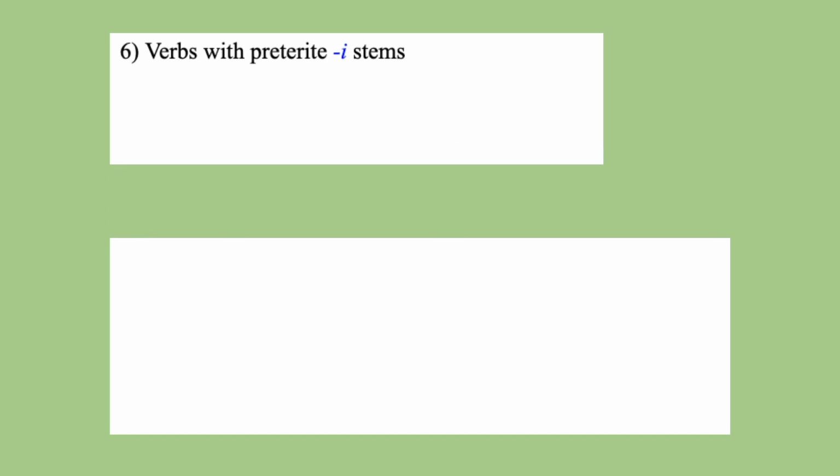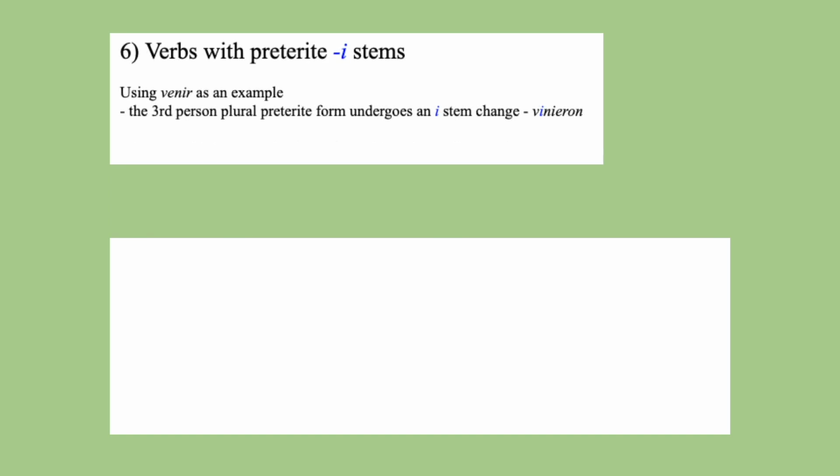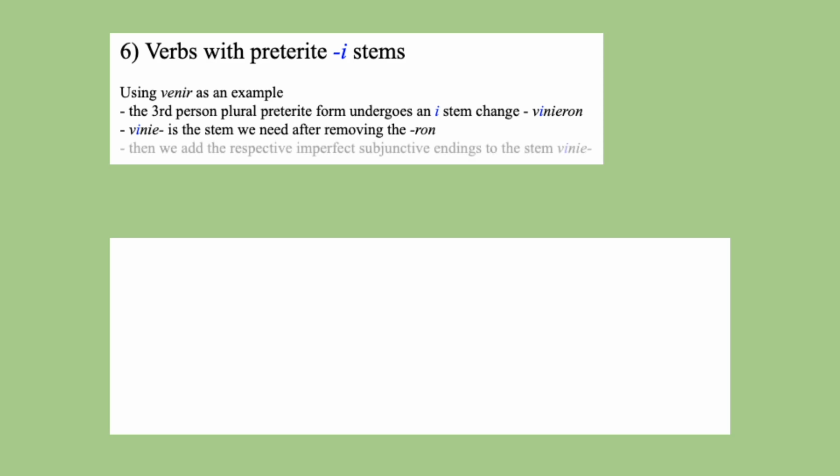For verbs with preterite I stems like venir, the third person plural preterite conjugation is vinieron. So we remove the ron and obtain the stem vinie. And to this stem we add the imperfect subjunctive endings.